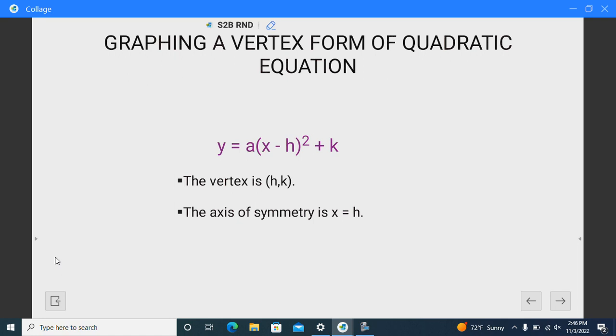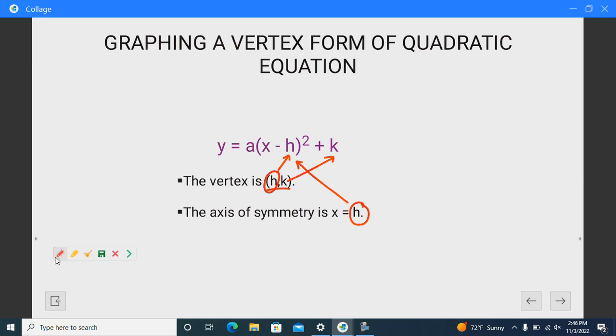Okay, good morning everyone. So today we'll have graphing of the vertex form of a quadratic equation. So we have there y equals a(x minus h) squared plus k. So the vertex is (h, k). That means h is coming from this part of the vertex form and k is from this one. The axis of symmetry is x equals h, that is coming from that one.